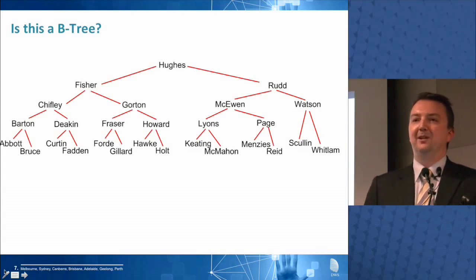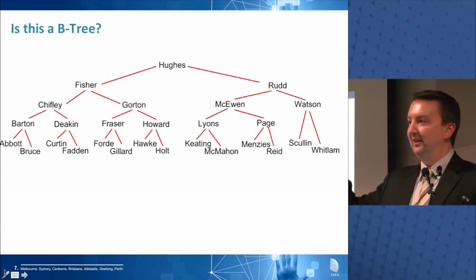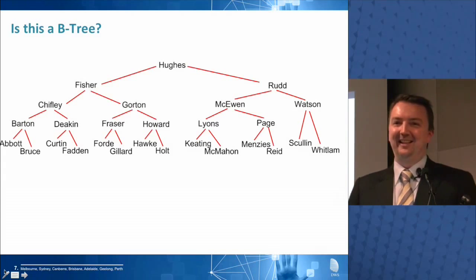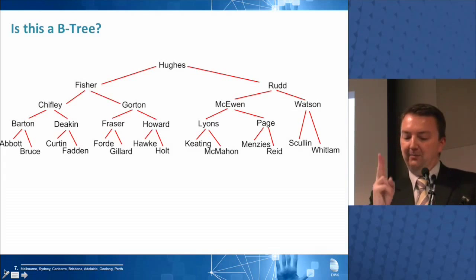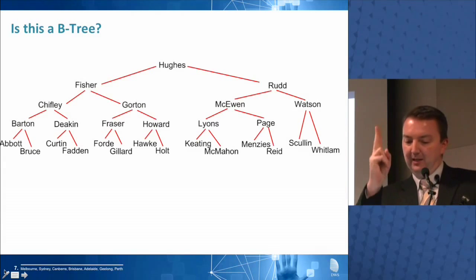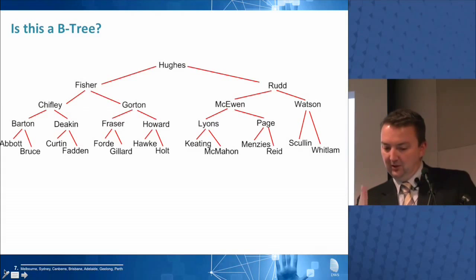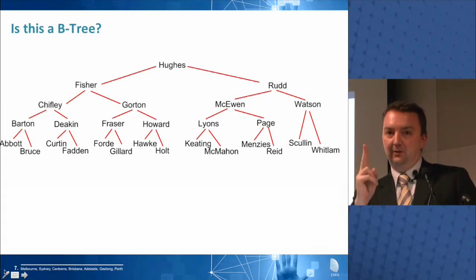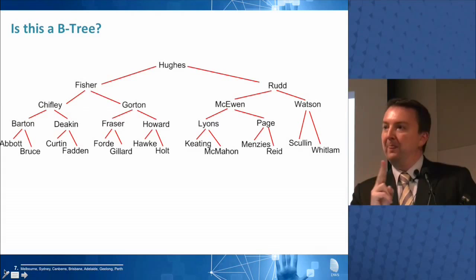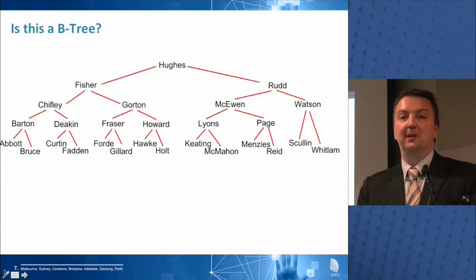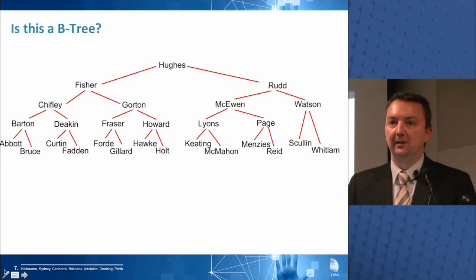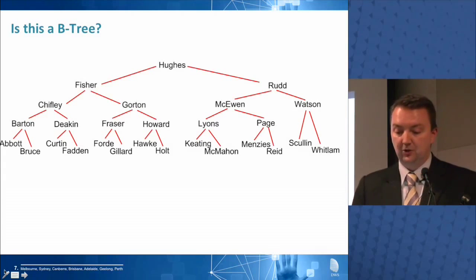Anyone remember from their data structures lectures at uni, in order search? In order searches? Just me. Okay. All right. In order search, if we go underneath this tree with an arrow pointing up, so we start with Abbott, Barton, Bruce, Chifley, Curtin, Deacon, Fadden. Okay, we're going that up pointing arrow. The nodes that we pass in the tree, we're passing them in alphabetical order. That makes it a binary search tree.